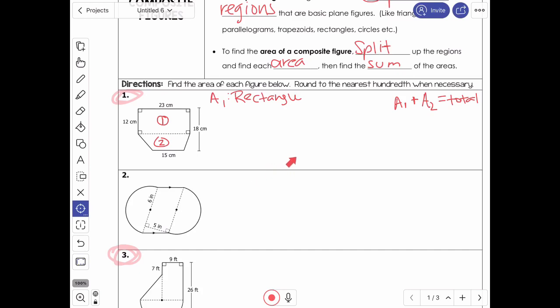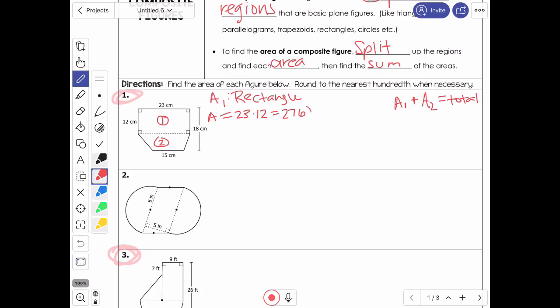Now, here's the tricky part with these. You have to figure out what piece of these actually is the rectangle. This one's a little easier because I can already see the width is 12 centimeters, and then the length is 23. So the area formula for this is just going to be 23 times 12 to give me 276. So that's area 1.